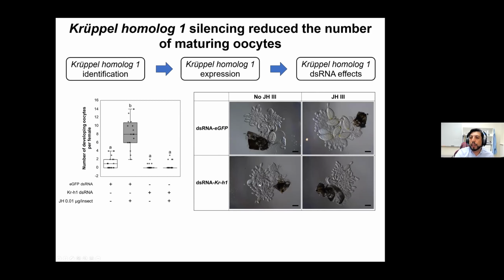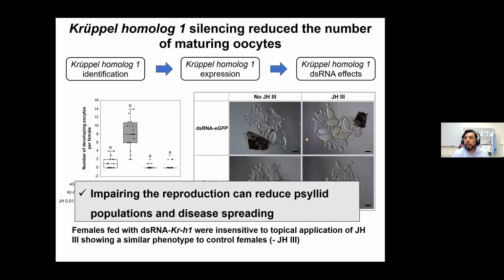So with this information, we can impair reproduction and finally reduce the psyllid population once we find a technique to apply this technology in the field. Maybe by creating a trap crop system that can express a hairpin RNA against these transcription factors.